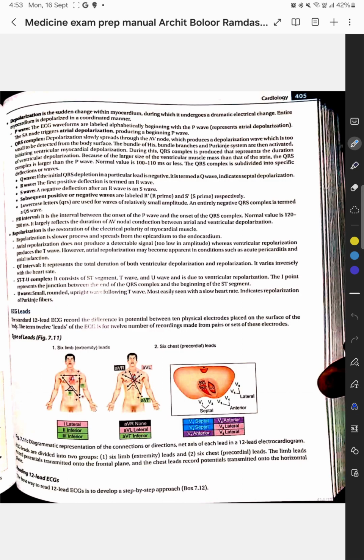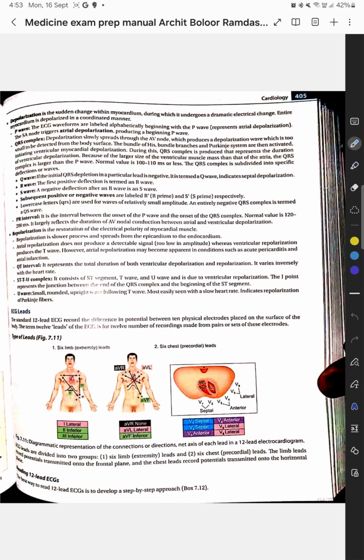Normal value is 100 to 110 milliseconds or less. The QRS complex is subdivided into specific deflections or waves. Q wave. If the initial QRS deflection in a particular lead is negative, it is termed a Q wave, indicates septal depolarization. R wave, the first positive deflection, is termed an R wave. S wave, a negative deflection after an R wave, is an S wave. Subsequent positive or negative waves are termed R, R prime and S, S prime respectively.